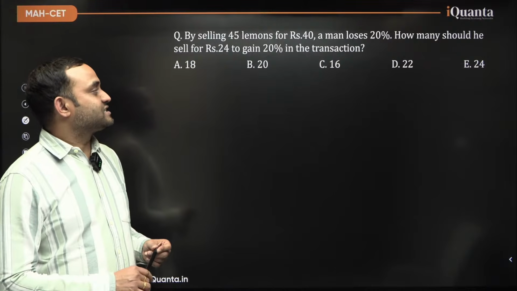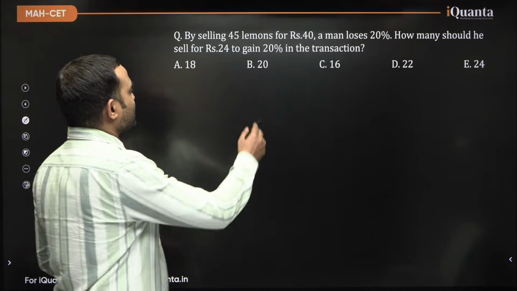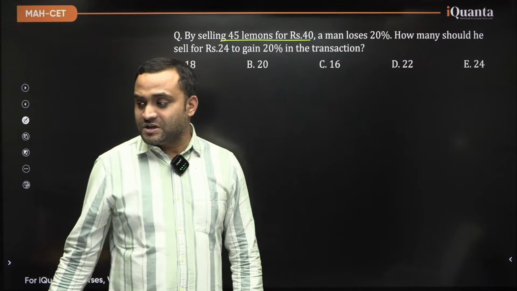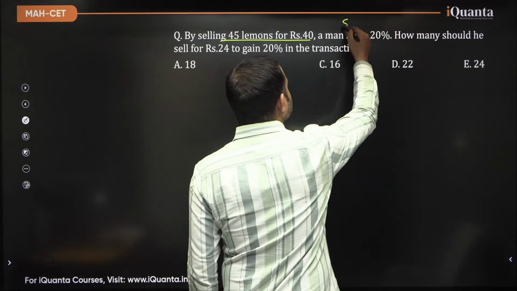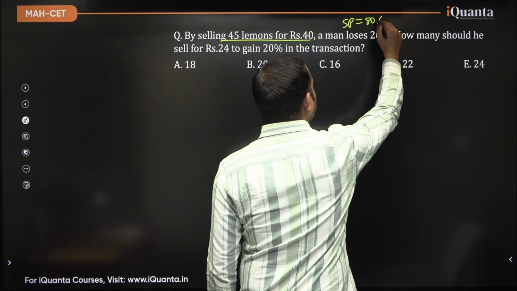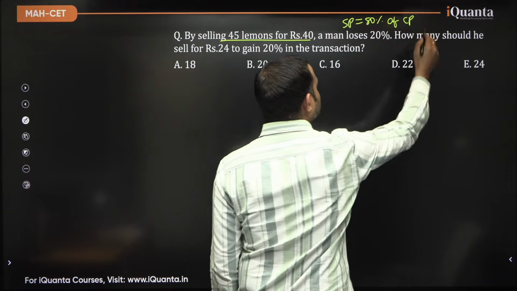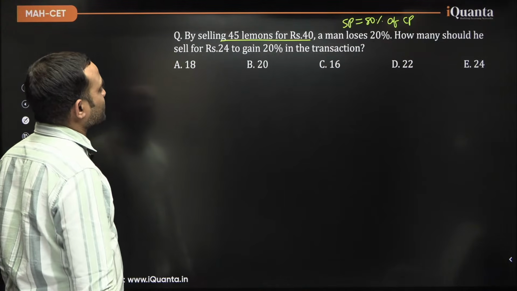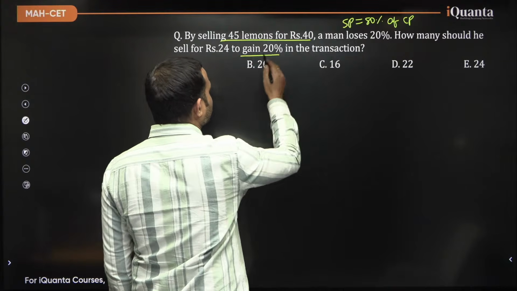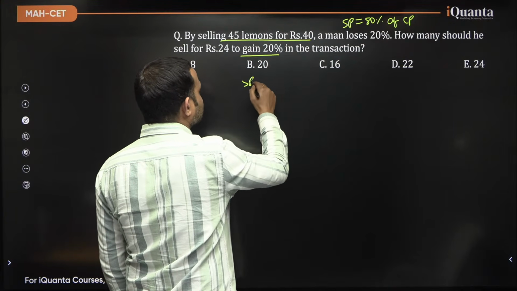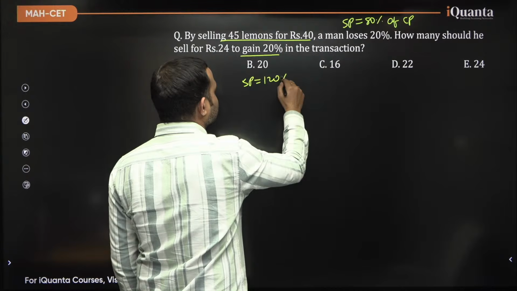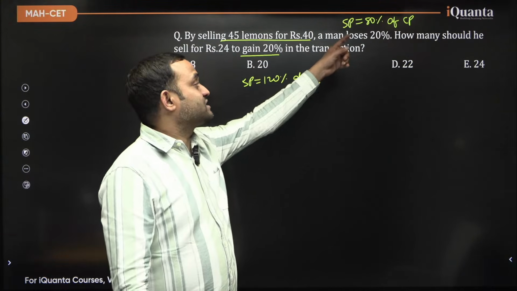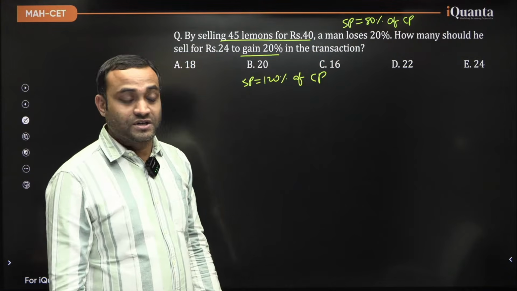Okay, let's discuss this one. By selling 45 lemons for 40 rupees, a man loses 20%. 20% loss means selling price in this case will be 80% of cost price, right? How many lemons should he sell for 24 rupees to gain 20%? 20% gain means SP is equal to 120% of cost price. So previously the selling price was 80%, now it's 120%.